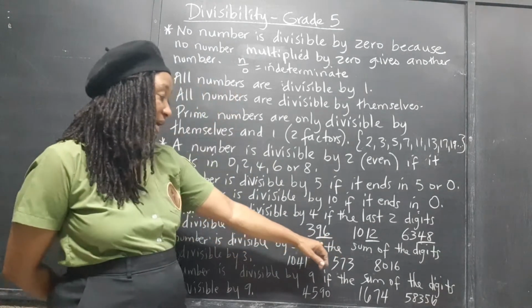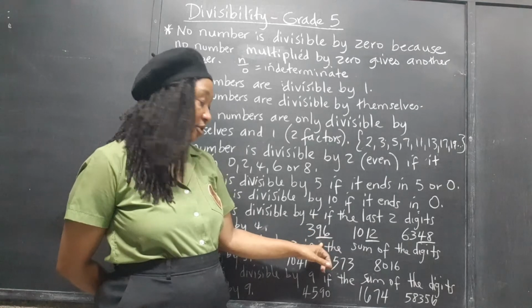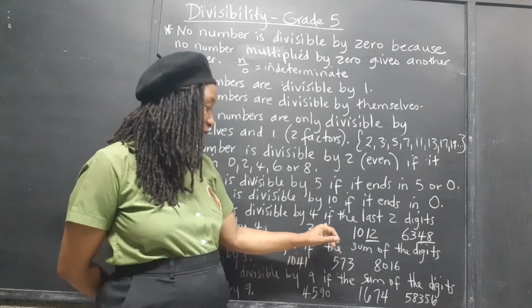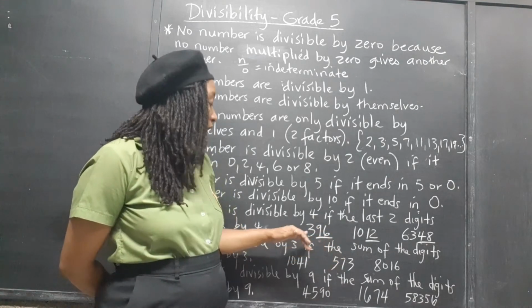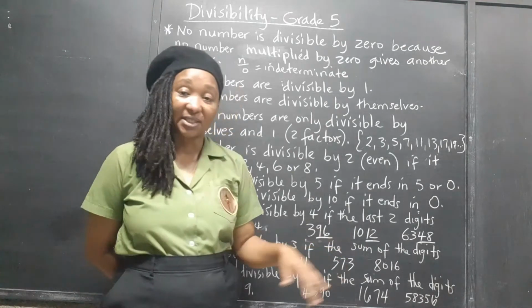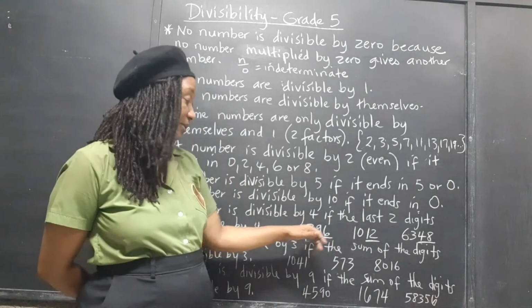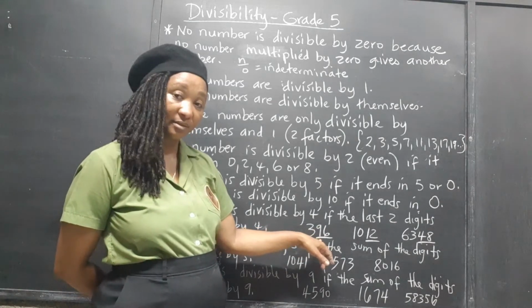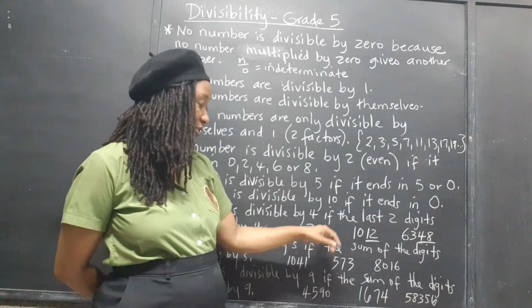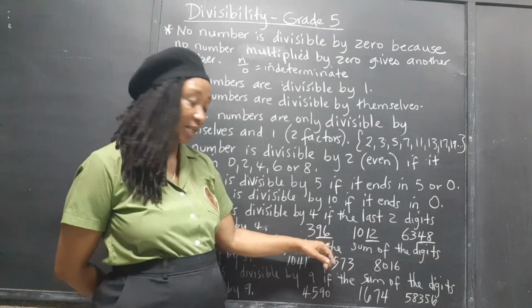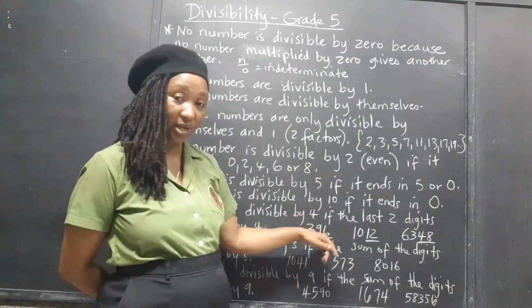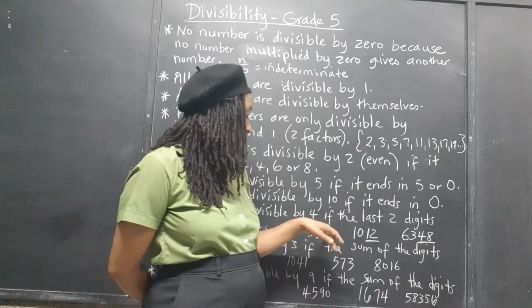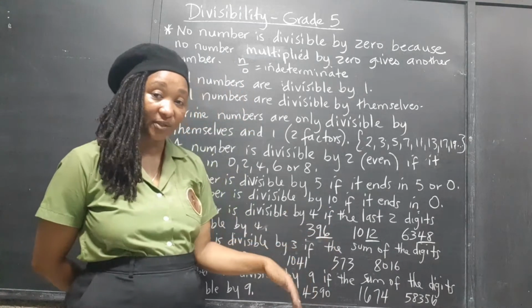396, 4 can go into 96. 4 into 9, 2 times, 4 into 16, 4 times. The entire number then is divisible by 4. Try it, work it out and see. 4 into 39, 9 times remainder 3, and then 4 into 36, 9. So that's 99.